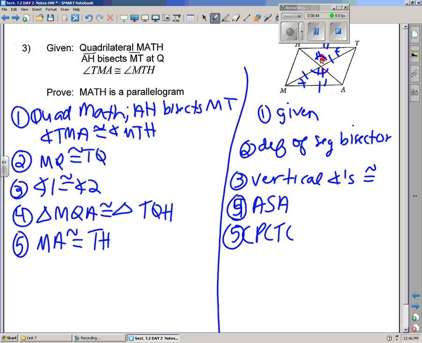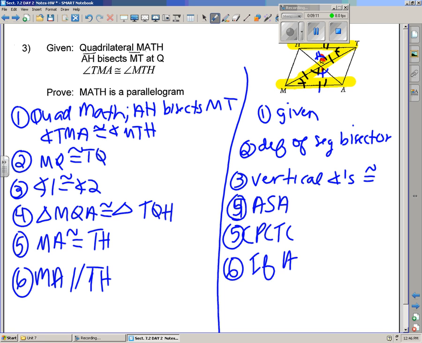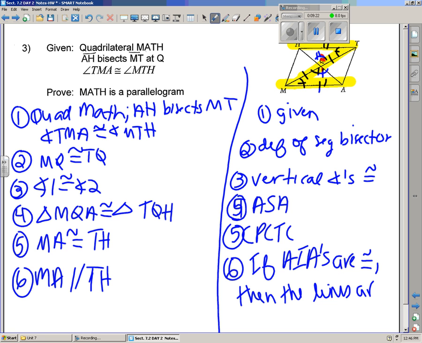And then as it turns out, the fact that I happen to have these angles here being congruent actually creates parallel lines, because if AIAs are congruent, then you must have parallel lines. So that would be also saying that MA is parallel to TH. And that reason will be if AIAs are congruent, then the lines are parallel.